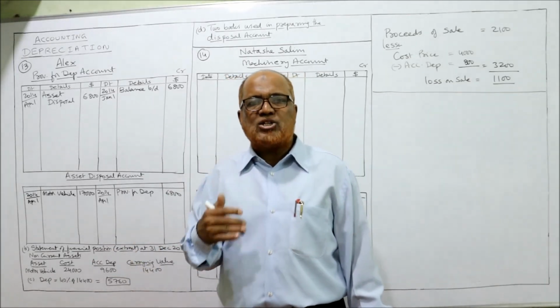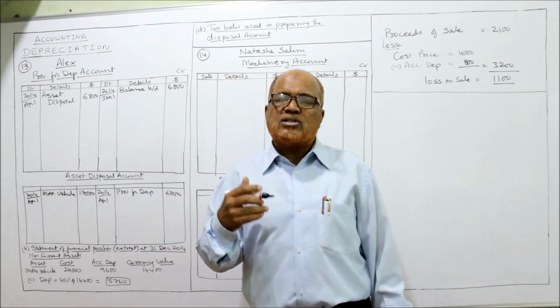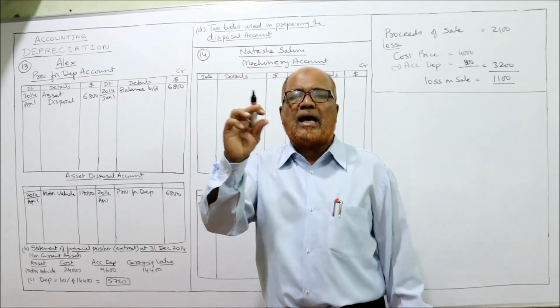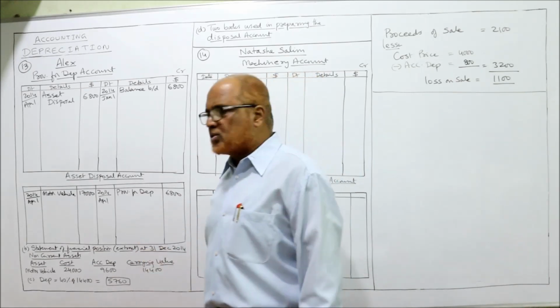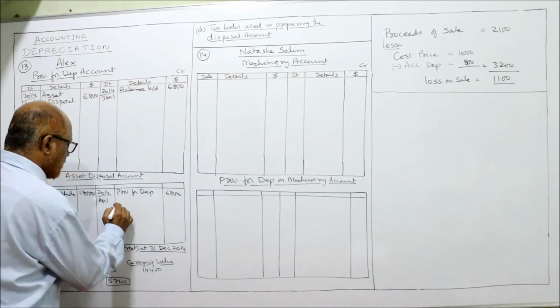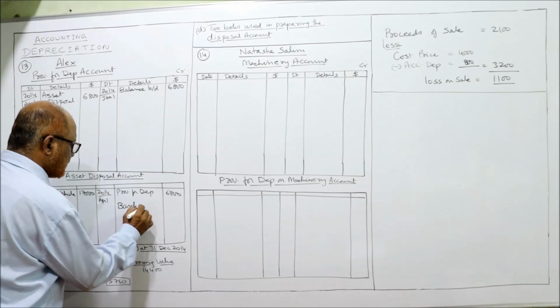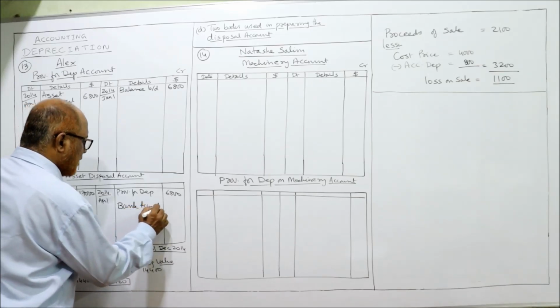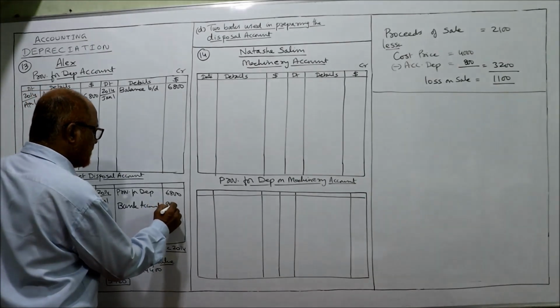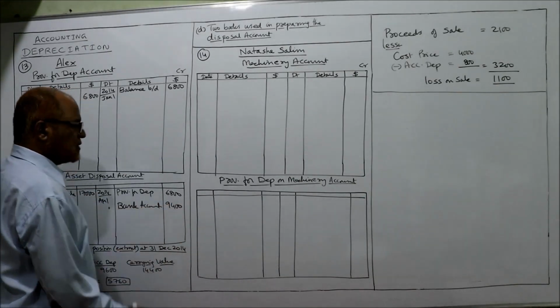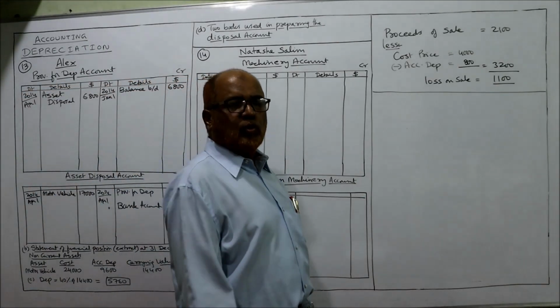Third entry will be cash received. When cash is received, bank account debit, asset disposal credit. So asset disposal, credit side, bank, or you can write cash book also. Bank account. How much is the sale proceed? 9,400. 9,400 receipt. 3 entries over.